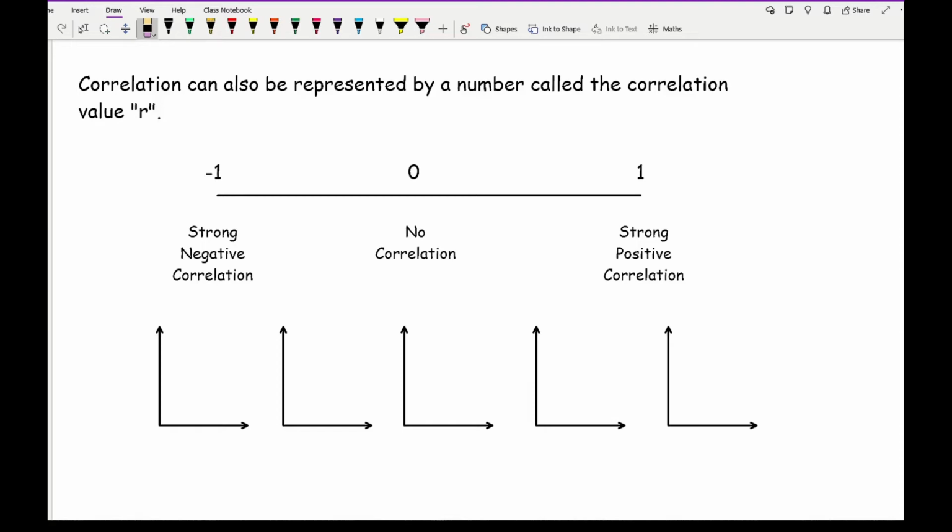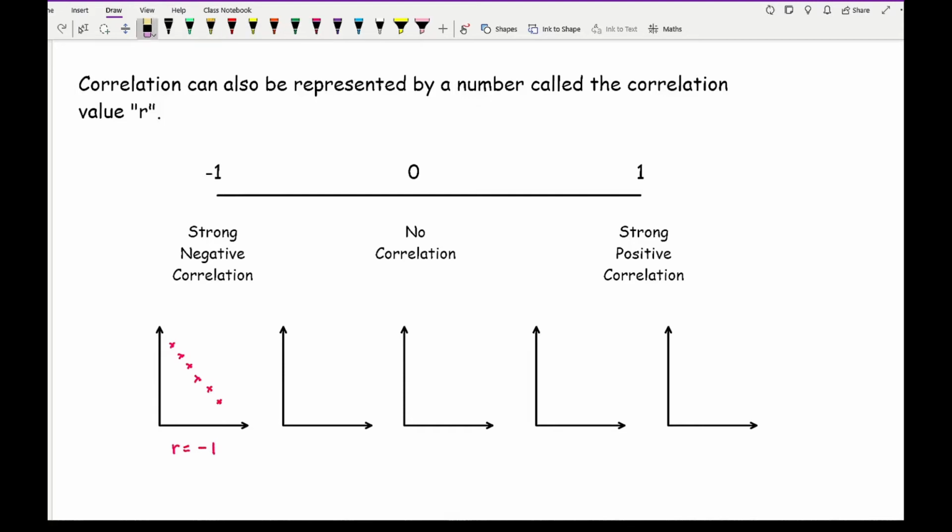So if you were looking at a scatter diagram, let's say we've got these points here, and you can see that those markings make almost a perfect line. So that would be R equals -1. Why? Because it's got a strong negative correlation.